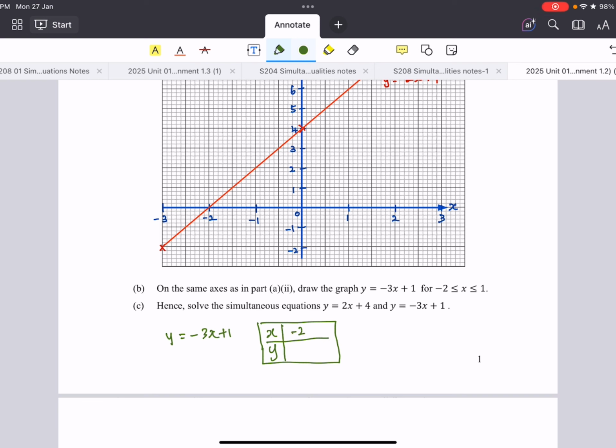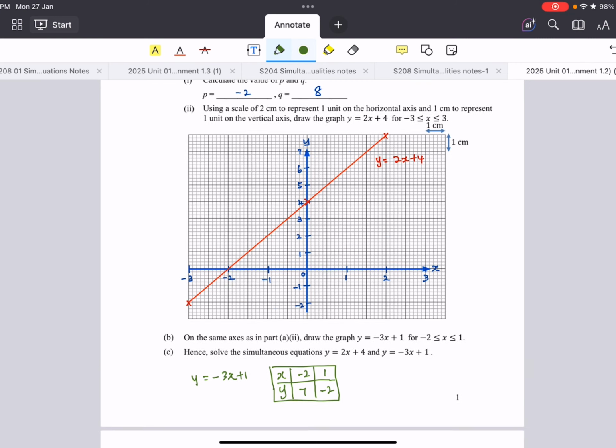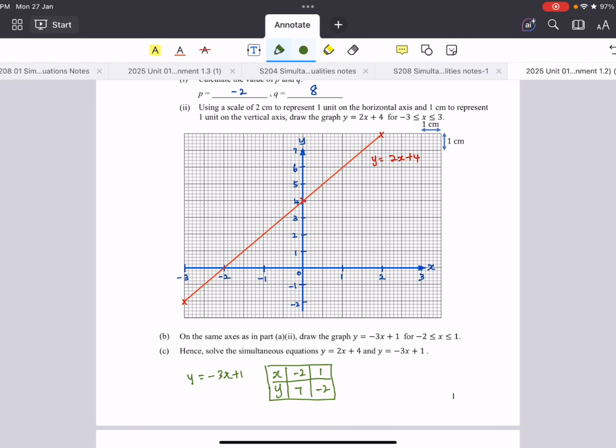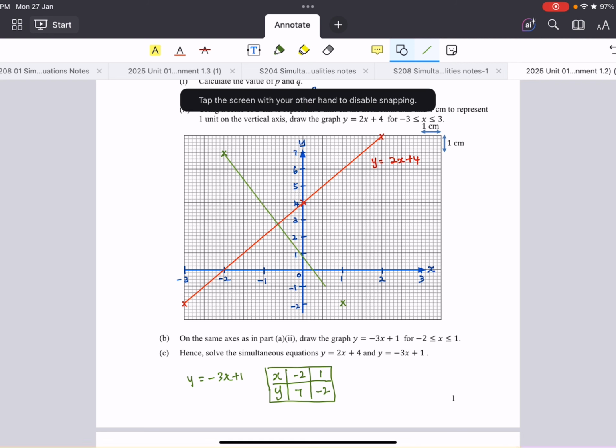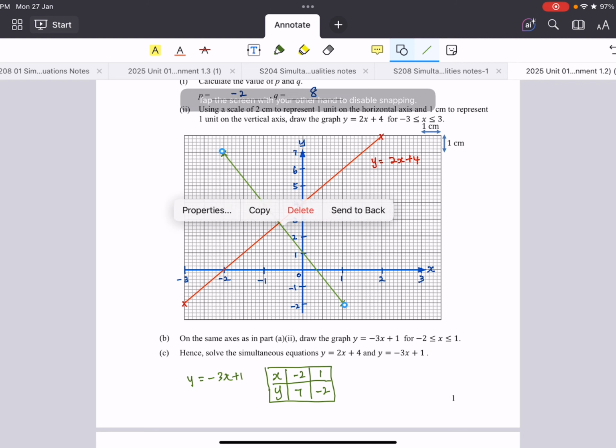When x is negative 2, we will find that y is 7. When x is 1, which is the other end, we will find that it is negative 2. So I'm going to plot these points. Negative 2, 7 is over here, as well as 1, negative 2 is right over here. And then I join them together. Oops, I meant for it to be a green line. Put it together, like so. Okay, there we go.